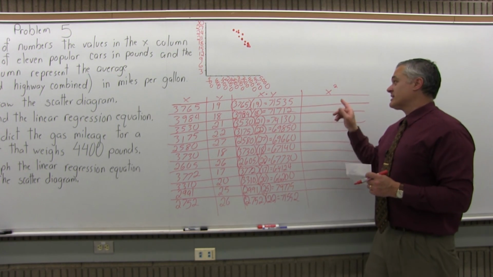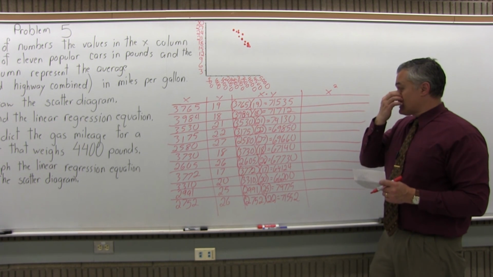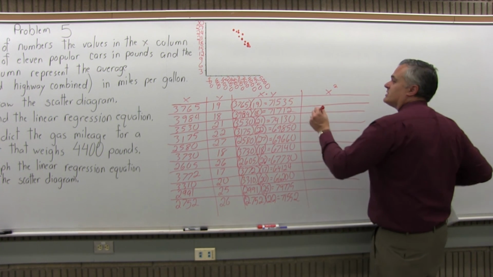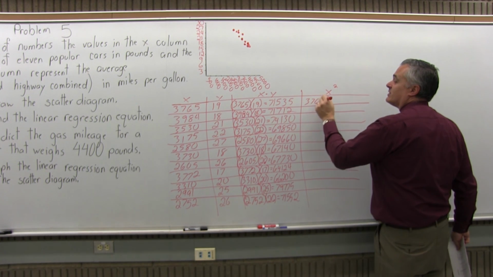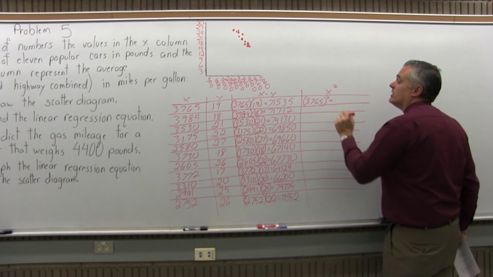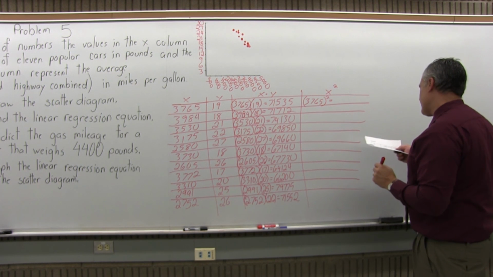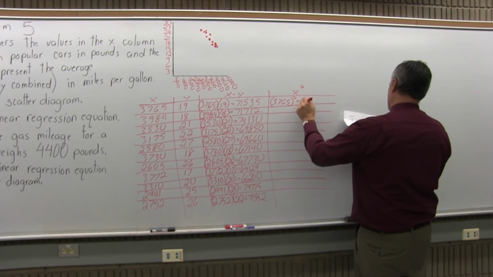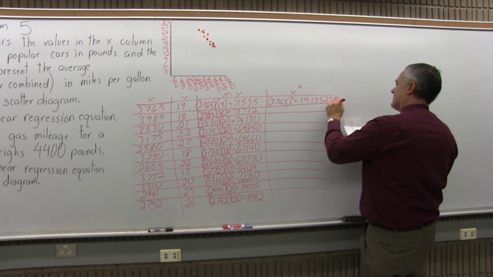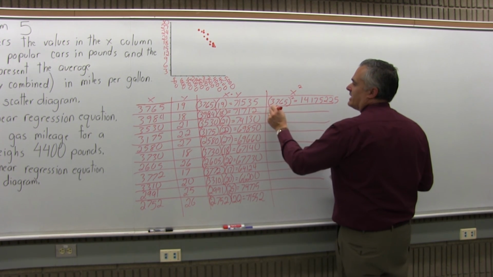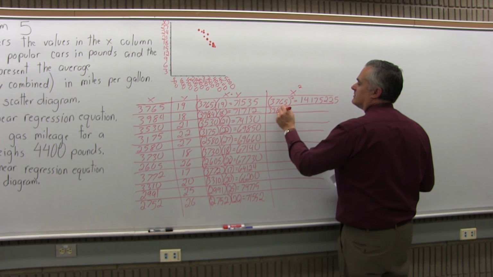So one more column, x to the second power. These numbers will get pretty big. X is the weights of the car. So we'll have 3,765 for the first value of x second power. So 3,765 times 3,765 is 14,175,225. The next car, the weight is 3,984.